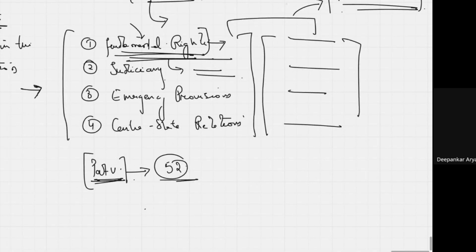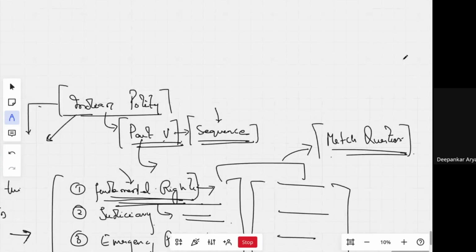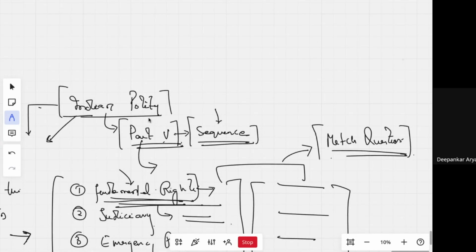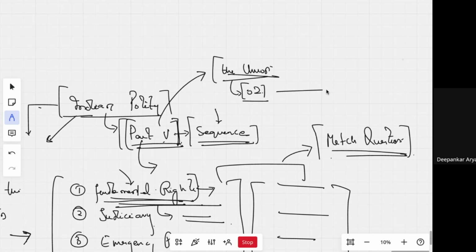Like we said, today we are going to start with Indian polity, and within it, part 5th of the Constitution. Part 5th of the Constitution is about the Union of India. The union starts from Article 52. So till which article does it go? Which all articles do we need to study?